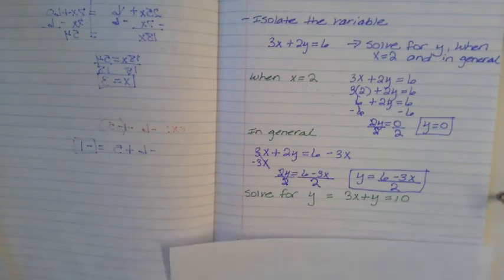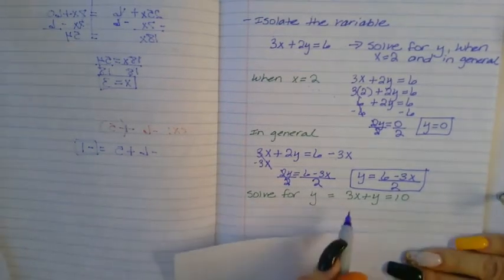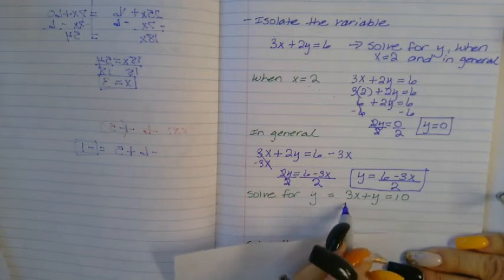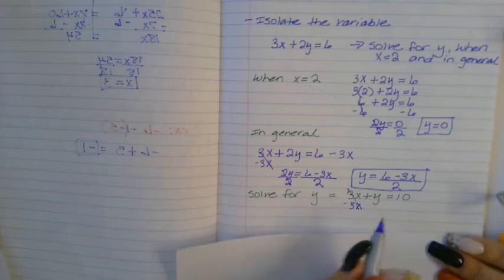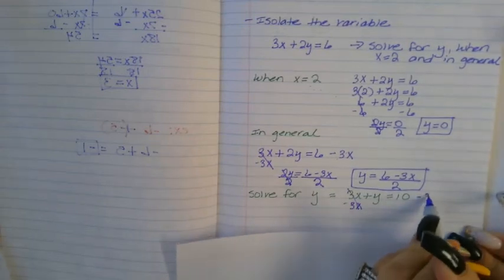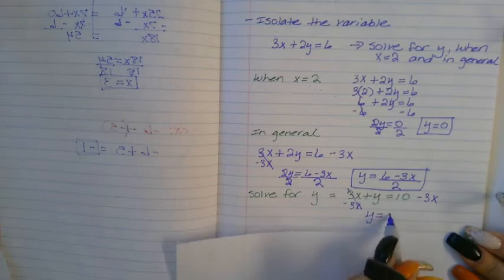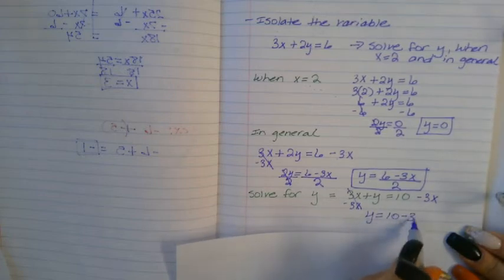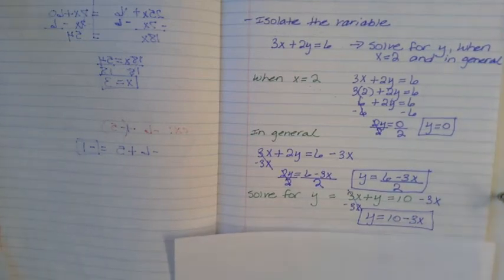All right, let's look at this guy. This one wants us to solve for y. So we have to get the y by itself. Again, we're going to take this 3x away from there, so that cancels out, and then we minus it from over here. So that one was fairly simple. We're left with 10 minus 3x. So y equals 10 minus 3x.